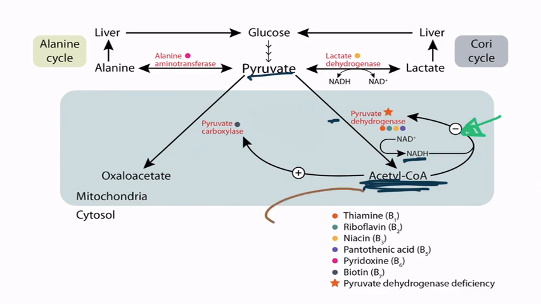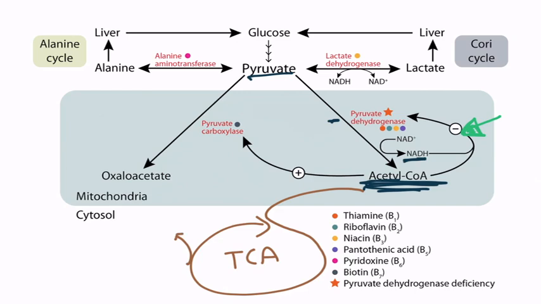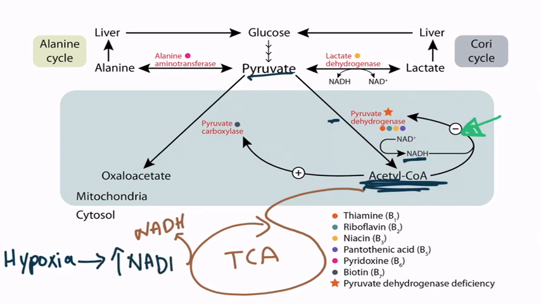If we were to draw in the TCA cycle right here, we'd notice that a major product is NADH. The NADH is normally used in the electron transport chain to generate ATP when oxygen levels are high. So you could imagine that under hypoxic conditions, the NADH is unable to be used and accumulates within the cell, which then inhibits pyruvate dehydrogenase. So hypoxia results in increased NADH because it cannot be used by the electron transport chain, and this inhibits pyruvate dehydrogenase.